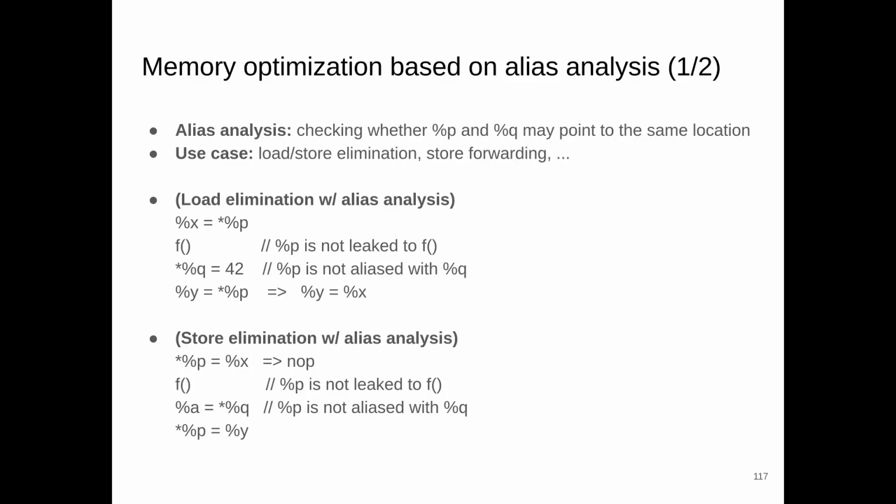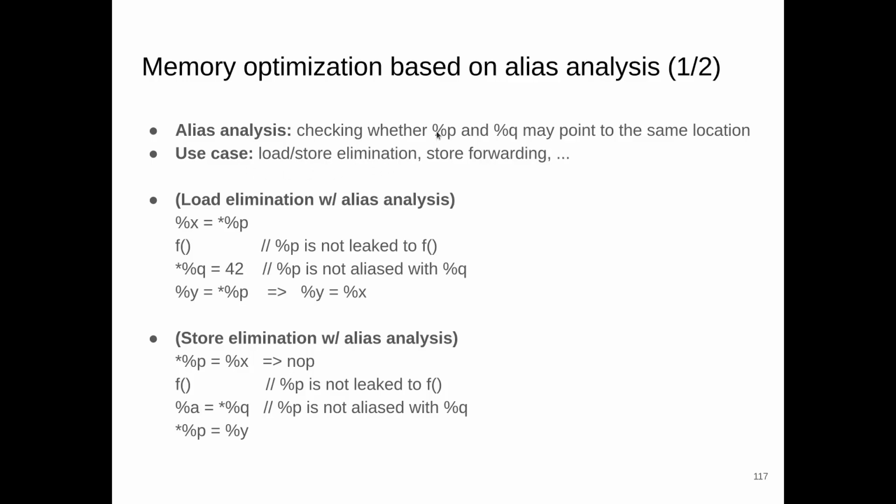So in this slide, we are going to deal with such memory optimizations and some advanced memory optimizations based on what is called alias analysis. In order to perform them, we need to make sure that the intervening code between two memory operations is irrelevant to the location of our focus. To do so, we perform alias analysis, which checks whether two memory locations are pointing to the same location or not.